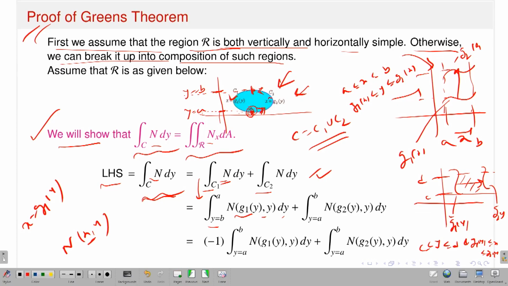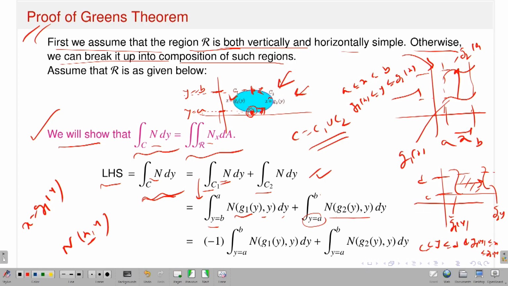So therefore it starts from A to B, that's y from A to B, and then you have N(x, y). But what is your x? x is equal to g2(y), because this is the corresponding parameterization of C2. So therefore N(g2(y), y) dy. So this is the corresponding line integral over the simple closed curve C of my function N.